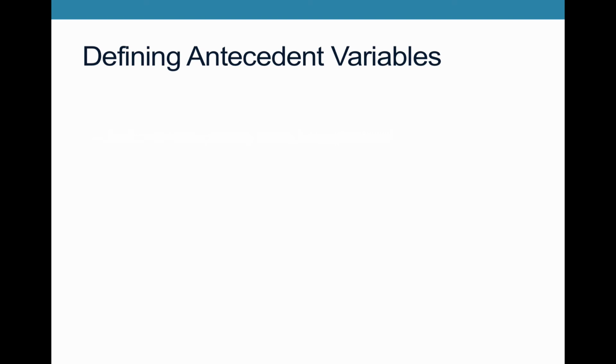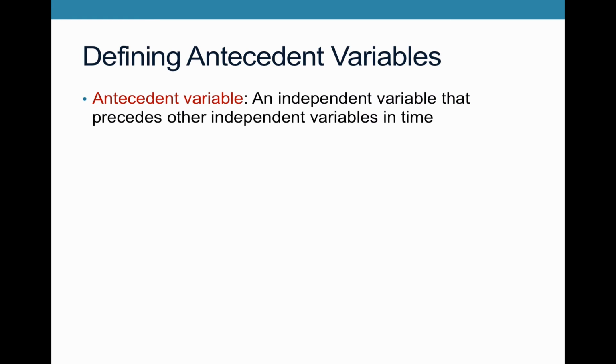So first of all, let's start with the antecedent variable. An antecedent variable is an independent variable that precedes other independent variables in time, that it comes before the other independent variables. An important thing to point out here is that it is indeed an independent variable, but the main independent variables of your study, ones that we typically will just call the independent variable or the IV, those are the ones that you're focusing on more.